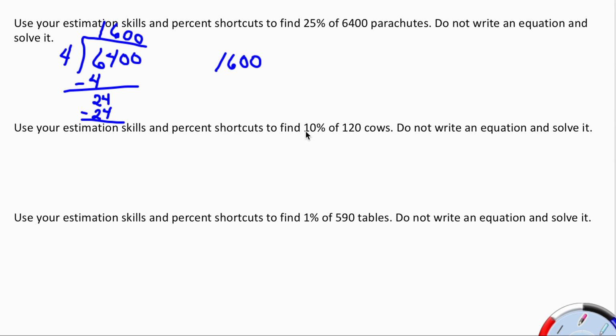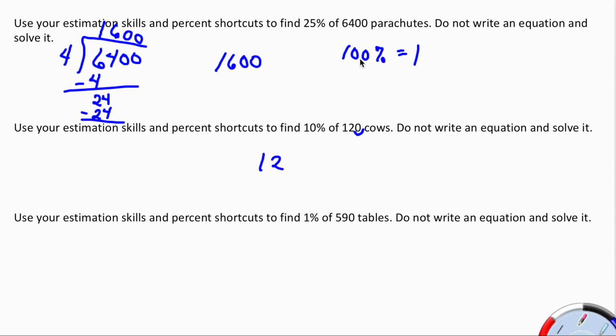Okay, 10% and 1%. If 100% equals one whole pie, 100% of the pie, then 10%, right? That moves my decimal over, and 1%. All I have to do is think about moving the decimals. So 10% means I'm going to move the decimal over 1 time, get rid of 1 zero here. So if this is the decimal, I'd move it here. So 10% of 120 cows is about 12 cows.